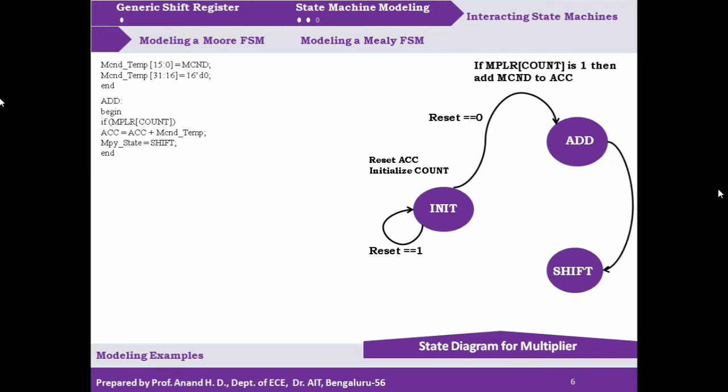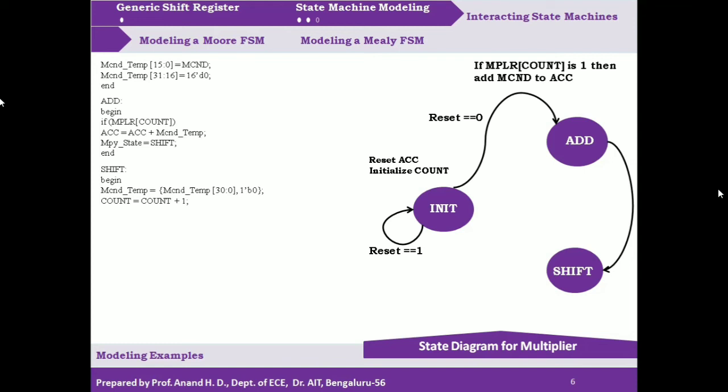That is with respect to add state. Next, we shall see what happens in shift state. So here, multiplicand_temp, that is temporary multiplicand, is equal to the concatenation of 31 bits of multiplicand with 1 bit 0. So we are getting a new bit at the LSB which is equal to 0, and we are discarding the MSB bit of temporary multiplicand. So it is nothing but a left shift of multiplicand that is taking place here, right?